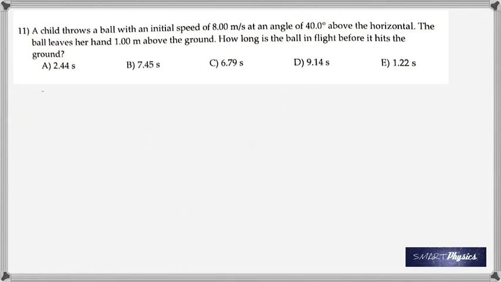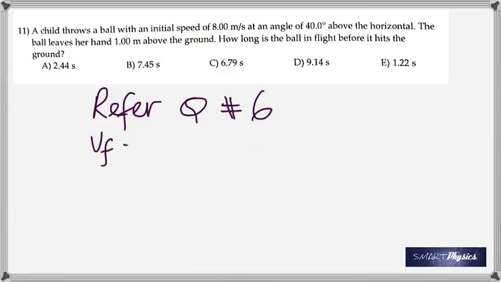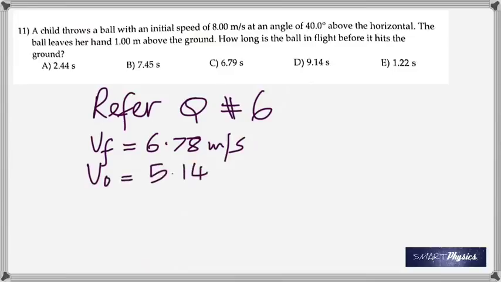And 11. A child throws a ball with an initial speed of 8 meters per second at an angle of 40 degrees above the horizontal. The ball leaves her hand 1 meter above the ground. We've done this question before. How long is the ball in flight before it hits the ground? I just want you to refer back to question 6 because we had done it. Now we had actually calculated it, but I'm just reminding you, the final velocity we got was 6.78.